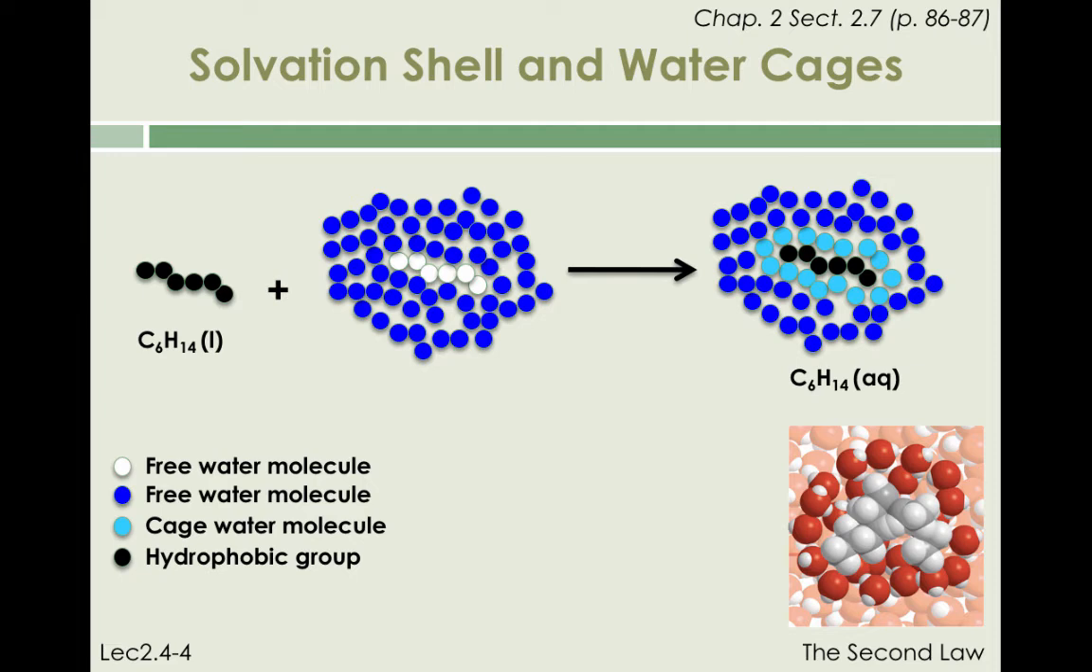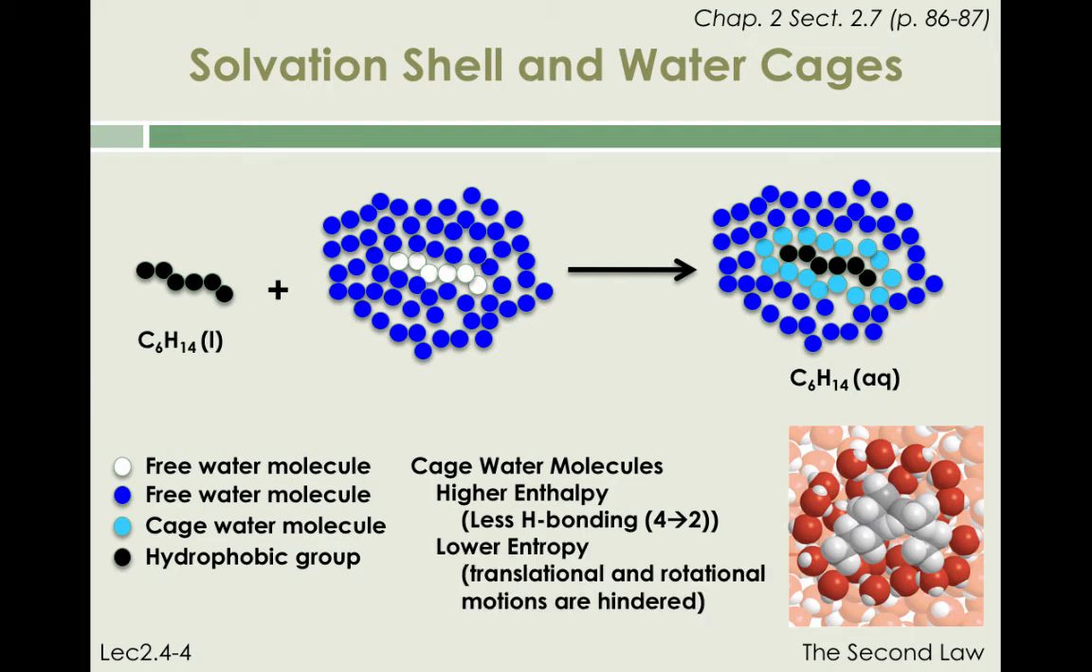Cage and free water molecules have vastly different properties. First, cage molecules exhibit less favorable interactions with their neighbors than the free water molecules, since hexane is nonpolar and cannot form any hydrogen bond with water. So, the cage molecules will have a higher enthalpy than the free water molecules.